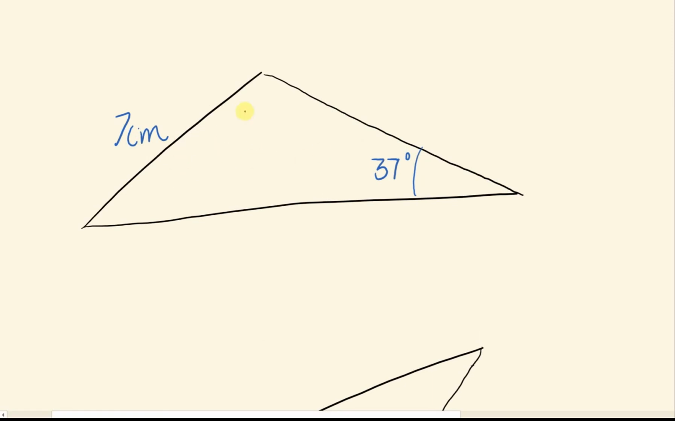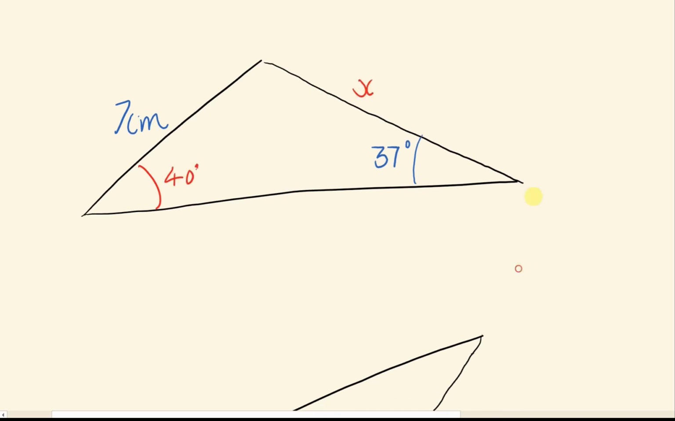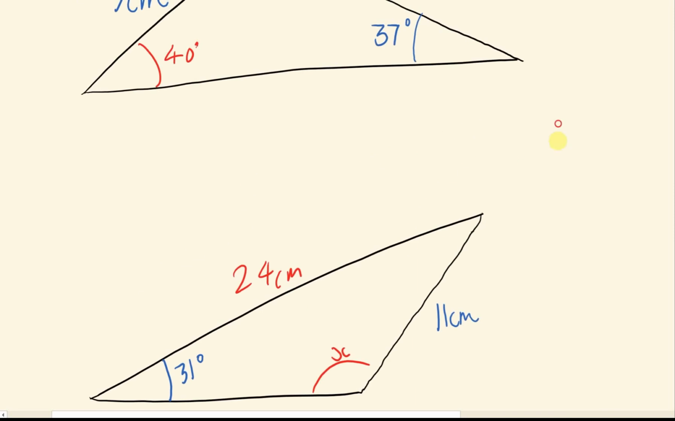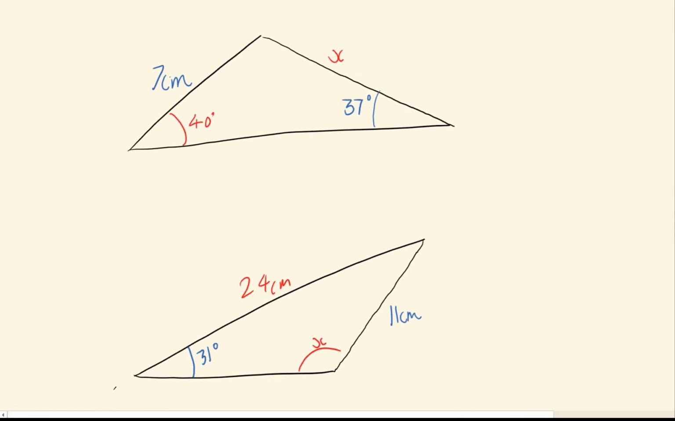Typically, you'll then be given another angle. So let's say this is 40 degrees, and you have to work out a length. Or you'll be given another side length, say this is 24 centimeters, and be asked to work out an angle. But the key thing is, you will always have a pair of opposite side and angle where you know both those numbers. In other words, neither of those two numbers in blue is an x. Okay, let's see how we can use it.